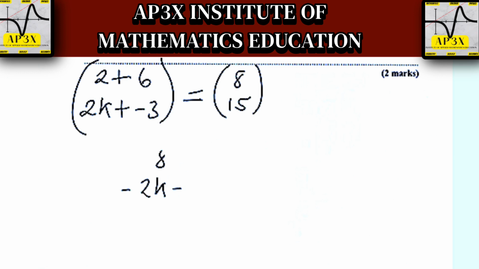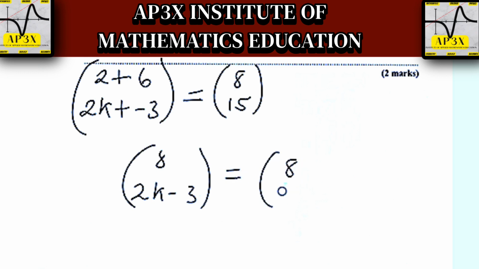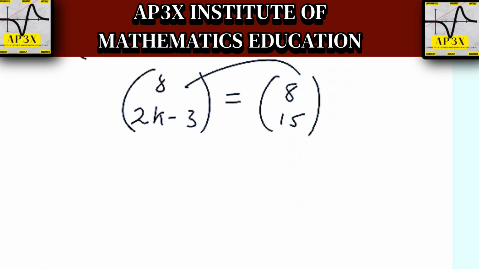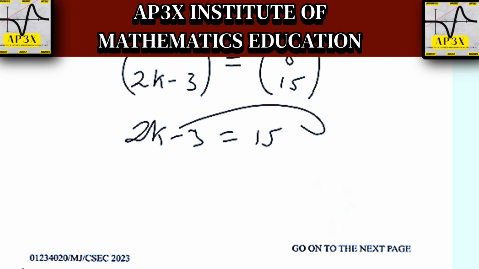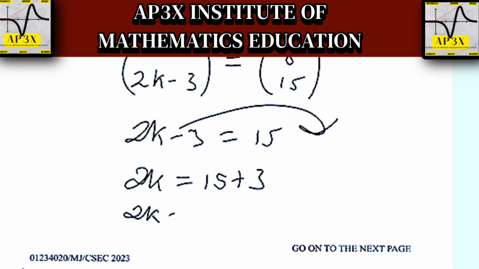Pardon me, guys, not negative 2k. It's going to be just 2k minus 3 in that bracket, and that's going to be equal to 15. Okay, so clearly you can see that the 8 is in fact equal to the 8, so that's no problem there. But then we end up with 2k minus 3 is equal to 15. We can solve this equation, bring the negative 3 over, so 2k is equal to 15 plus 3, so 2k is equal to 18. Therefore k is equal to 18 divided by 2. k is equal to 9.